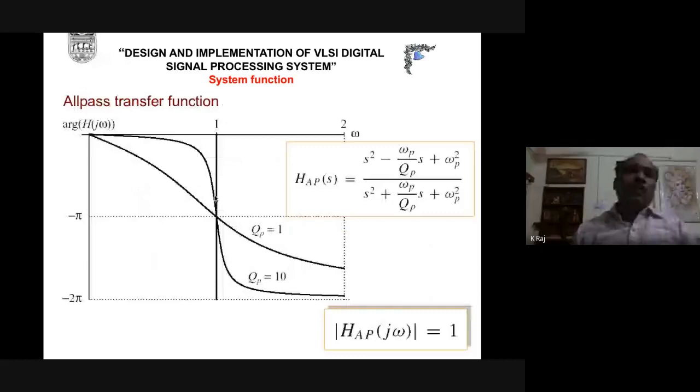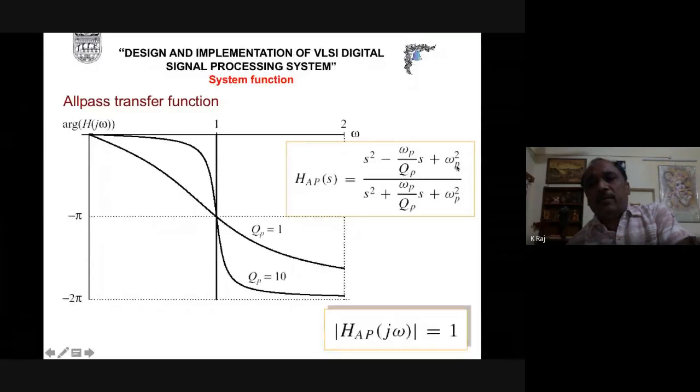Now the all pass transfer function is represented as s square minus omega_p upon Q_p multiplied by s plus omega_p square, divided by s square plus omega_p upon Q_p multiplied by s plus omega_p square. And here we find that the amplitude of this transfer function, the mod of H_AP when s is replaced by j omega, becomes 1. That is, the magnitude is equal to 1. So here we have represented the argument of H(j omega), meaning how the argument changes when we change the value of omega for different Q.